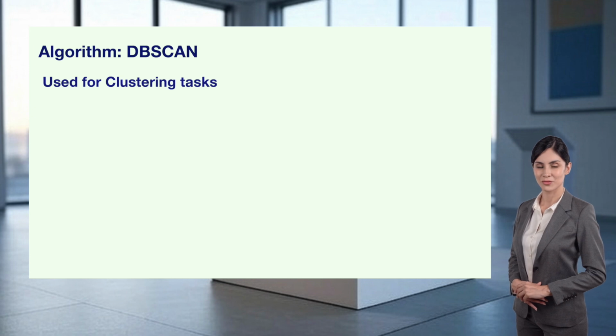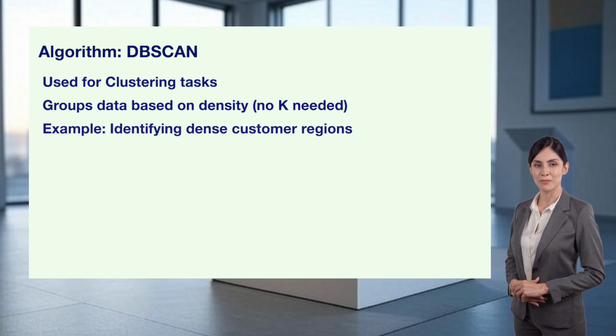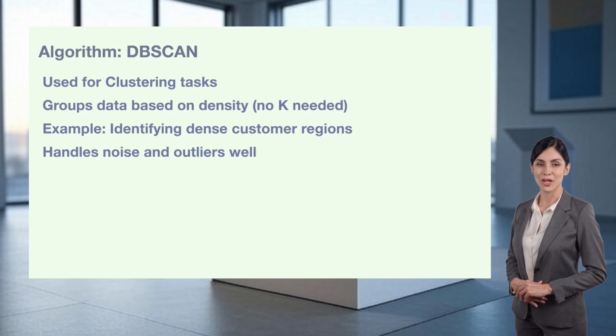Another clustering algorithm is DBSCAN, which stands for Density-Based Spatial Clustering of Applications with Noise. Unlike k-means, it groups data based on density, so you don't need to choose a number of clusters up front. For example, it might identify dense regions of customer data, like areas with similar buying habits. DBSCAN handles noise and outliers well, making it great for messy datasets. It's like finding crowded spots in a city without knowing how many neighborhoods there are.